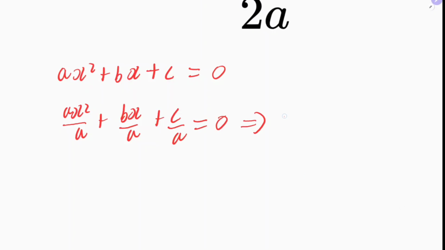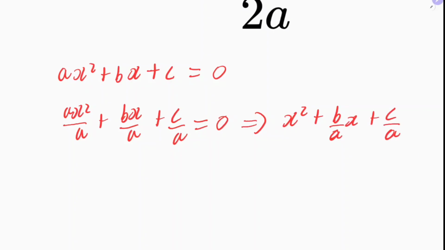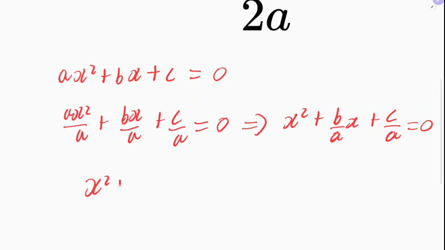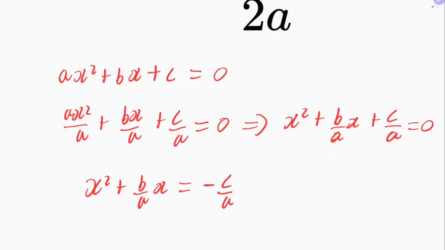This implies x squared plus b on a x plus c on a is equal to 0. With this I'm going to equate it now, which means x squared plus b on a x is equal to negative c on a, because I've sent this one across.